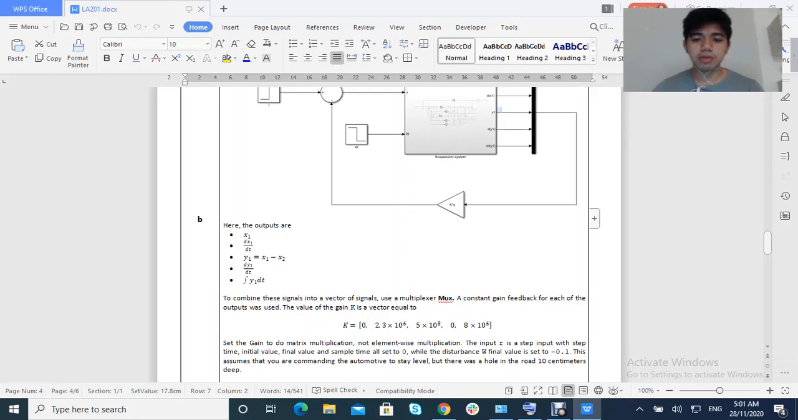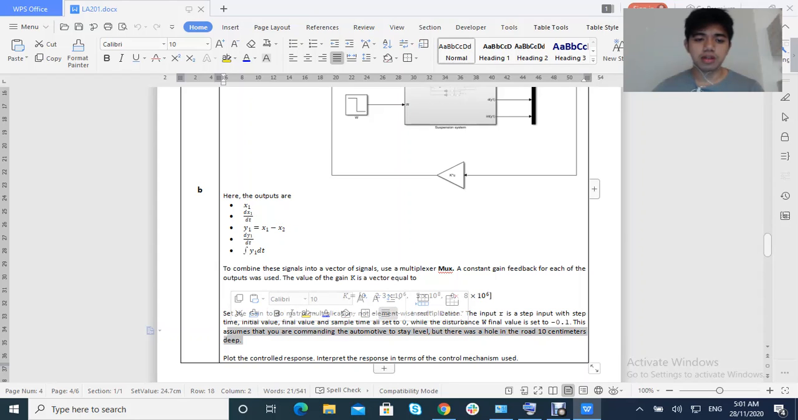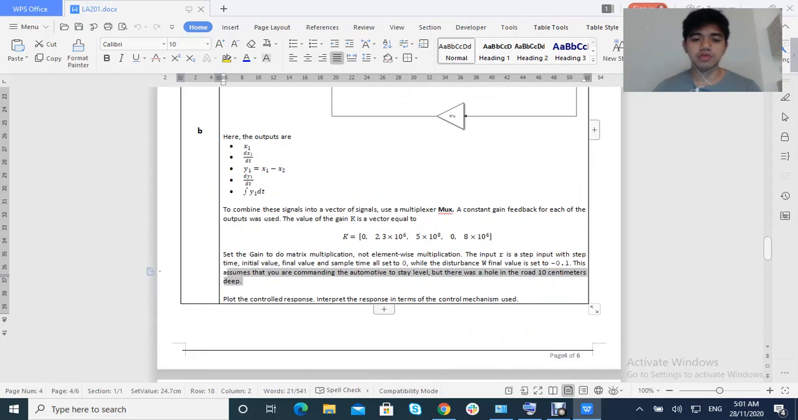While the final value of the disturbance is set to negative 0.1, it is assumed that you are commanding the automobile to stay level, but there is a 10 centimeter hole in the road. This is a problem that we encountered earlier. So we had to plot the control response and interpret the response in terms of the control mechanism used.